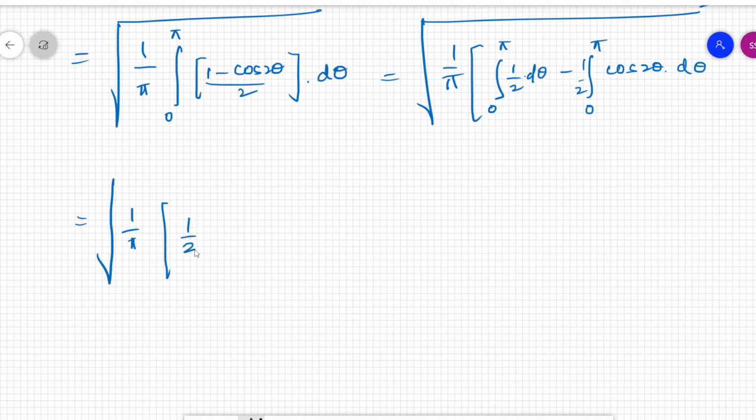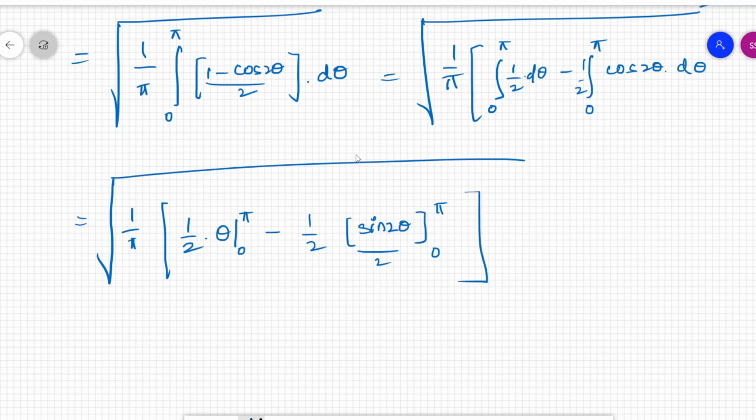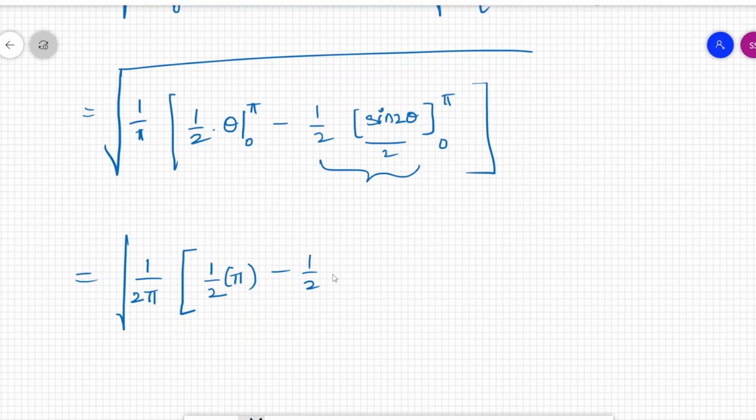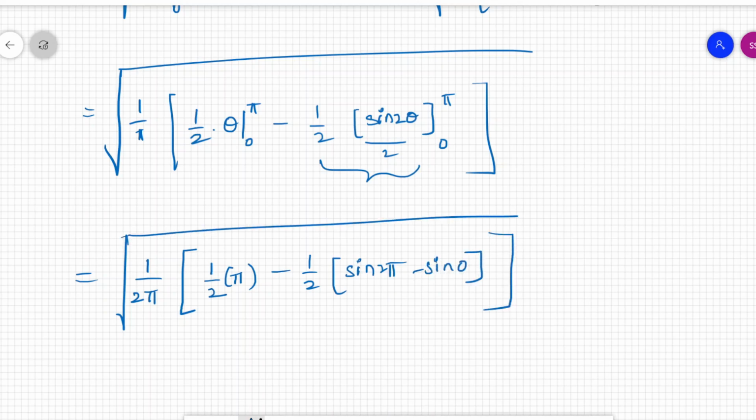Okay, so that will be 1 by 2 into this will be theta from 0 to pi minus 1 by 2 integral of cos 2 theta will be sin 2 theta by 2 with limits 0 to pi on the root. Okay, so let us take 1 by 2 common, that will be 1 by 2 pi. Here this will be 1 by 2 into pi minus 1 by 2. This term will be 0, so you already know this. Okay, so let us substitute that. So that will be sin 2 pi minus sin 0. Okay, so this term will be 0.